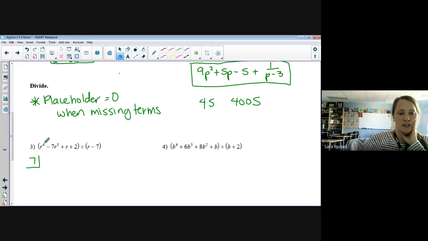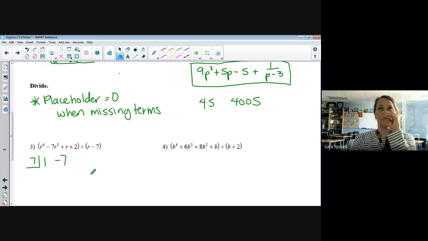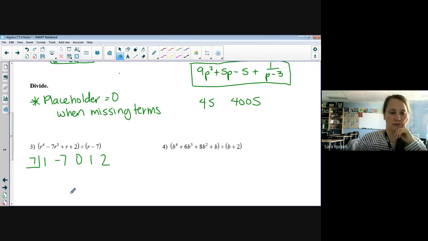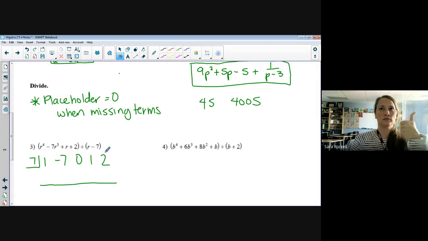Then when I write my coefficients, I have 1 is my 4th power. Negative 7 is my 3rd power. And I didn't have a squared, so I need to put a 0 in the squared position. Okay? First power is 1. Constant is 2. There was no squared, so I had to put a 0 in that spot. Thumbs up if that makes sense. Okay, just like here, we had to put zeros there for those two.